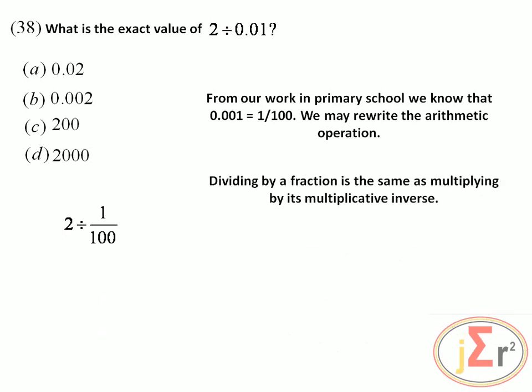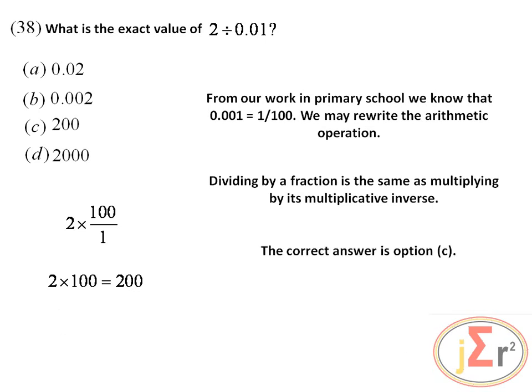Dividing by a fraction is the same as multiplying by its multiplicative inverse. So we will multiply by the reciprocal of the fraction. And what do we get? 2 multiplied by 100, and that is equal to 200. The correct answer is option C.